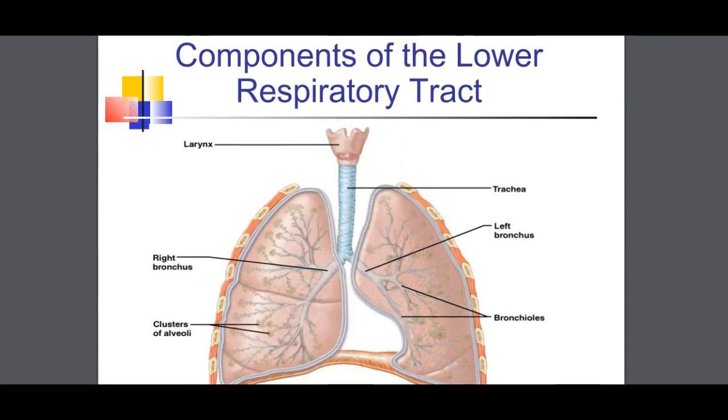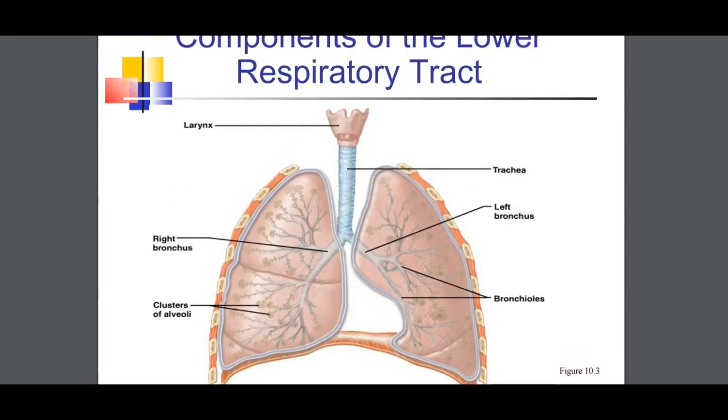The components of the lower respiratory tract. And this includes your larynx, your right bronchus, clusters of the alveoli, trachea, left bronchus, and bronchioles.